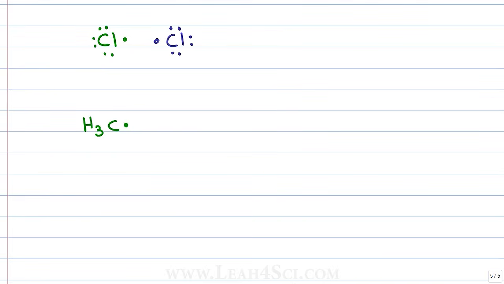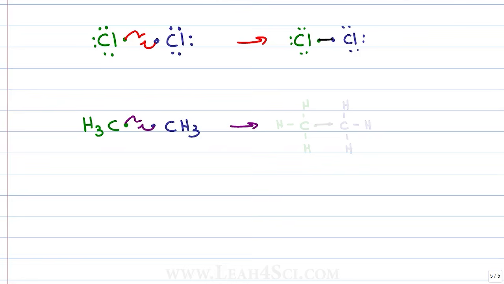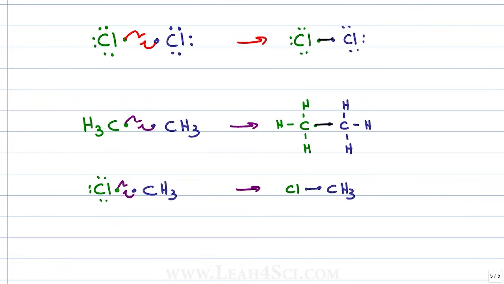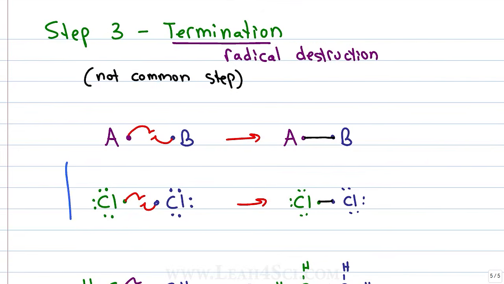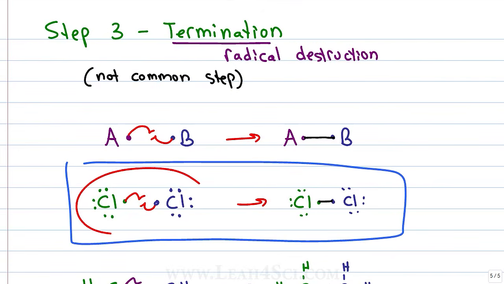A chlorine radical can meet up with another chlorine radical to give us a molecule of Cl2. A methyl radical can meet up with another methyl radical to give us a longer carbon chain, in this case ethane. And finally, the chlorine radical can run into a methyl radical and combine to form chloromethane. The key to recognizing a termination step is to notice that you have 2 radicals on the reactant side and no radicals on the product side. This is often tested, especially on the ACS, so make sure you know what to look out for.